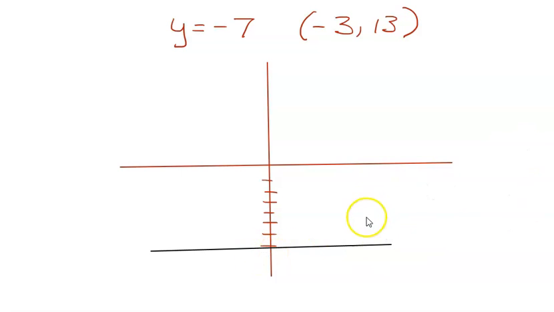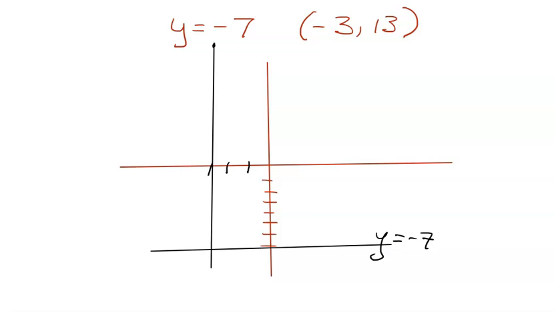So the equation of this line is y equals -7. Now, where is -3, 13? Well, -3 is going to be here, and 13 is way up there. So what would that equation be that's perpendicular? And we know it's going to be a vertical line, which is sort of like that.